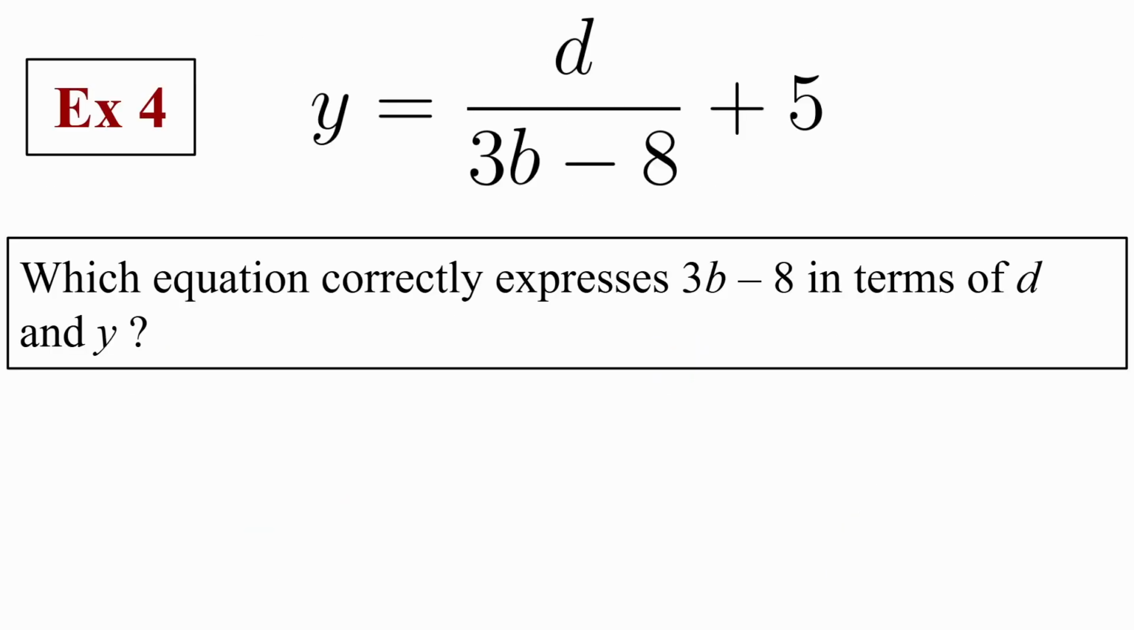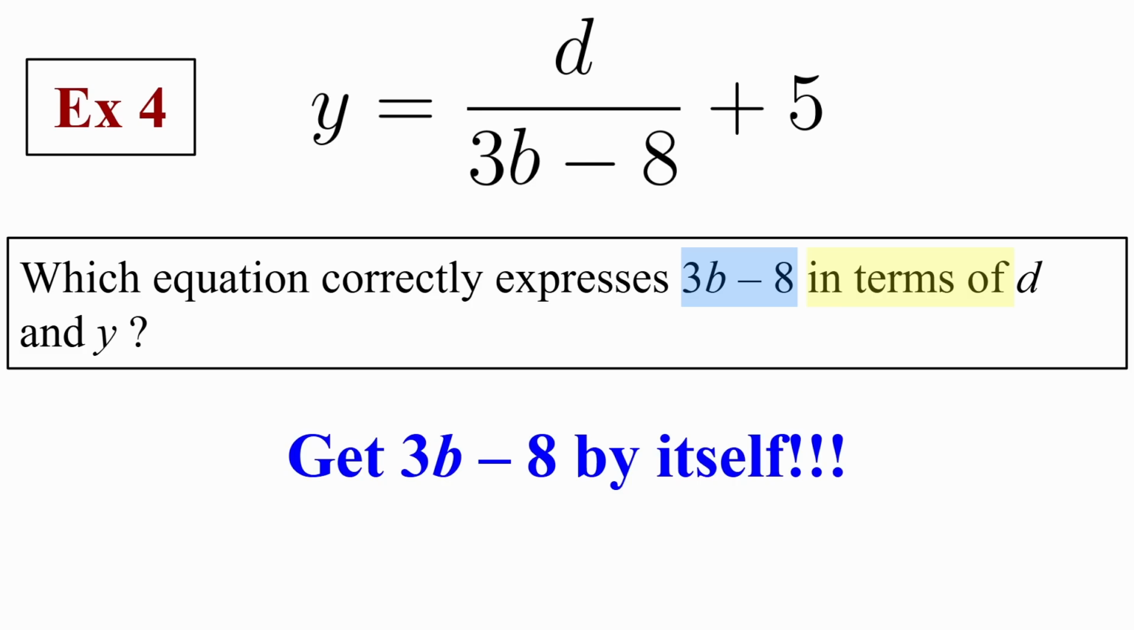Okay, example 4. Once again, we see this key phrase "in terms of." Notice something different with this one. The thing they want us to isolate isn't a variable, it's an expression. So we're going to get that big expression by itself. Hopefully you can see there's already very clearly a 3b minus 8 in the equation. Just with your mind's eye, pretend that there's a big variable, and we're going to try to isolate that. That's what I would do.